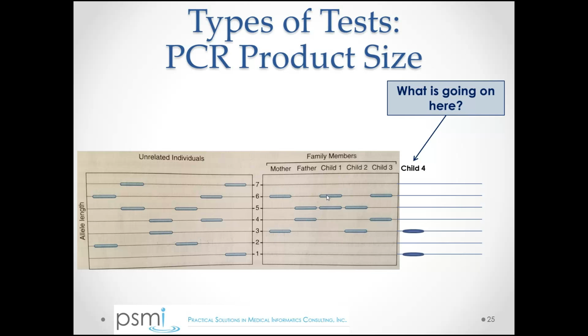So child 1 has 6 repeats, which presumably was inherited from mom, and on child 1's other chromosome there's 5 repeats that must have come from dad. And likewise, child 2 has 1 allele from dad and 1 allele from mom, and child 3 has 1 allele from mom and 1 allele from dad. So what's going on here with child 4?